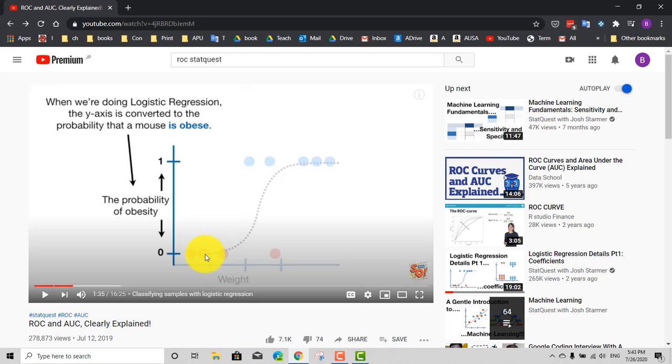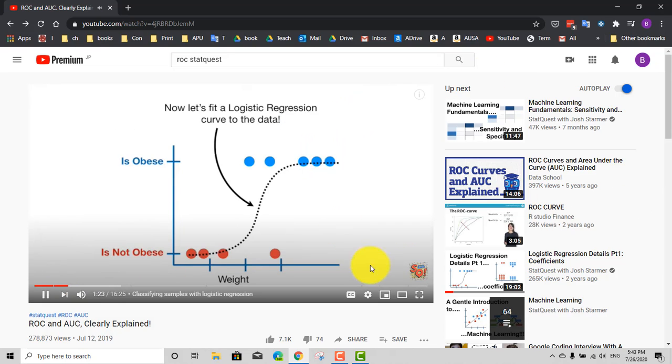And then he says that the logistic curve, because it goes between 0 and 1, converts the weight into, what did he say actually? Let's see. Sorry.